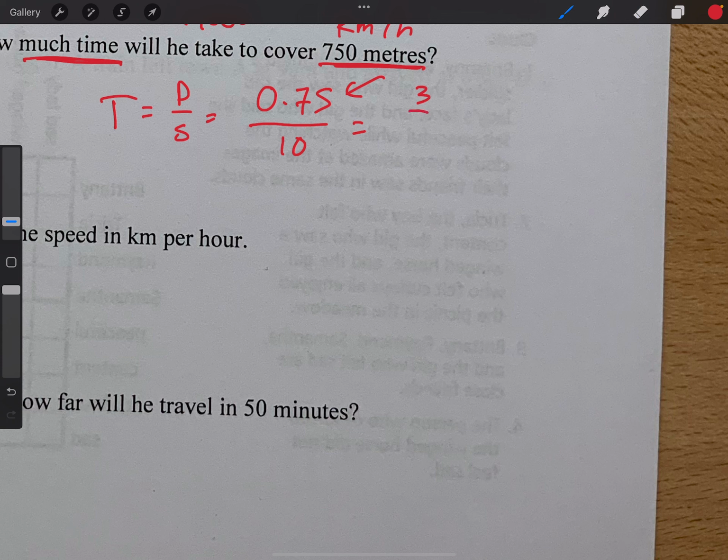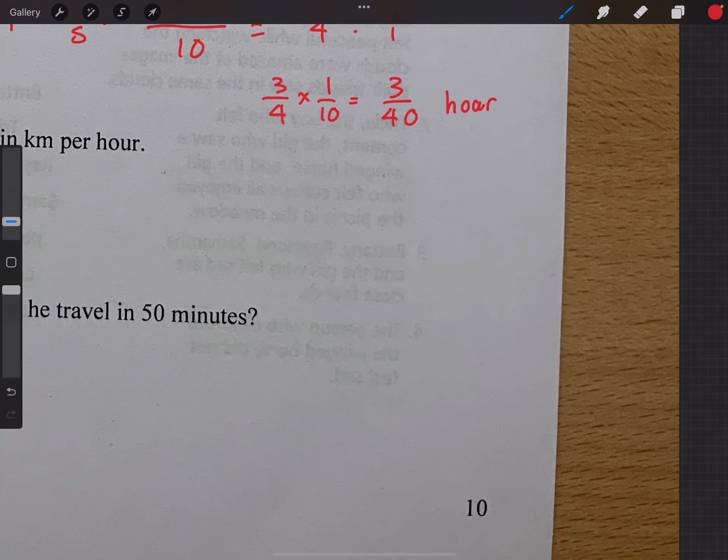0.75 is 3/4. 3/4, we're dividing it by 10. 10 is a whole number, so it's 10/1. So that means 3/4 would be times by 1/10, which means 3/40 of an hour. 3/40th of an hour. Alright. So let's see how many minutes this is.